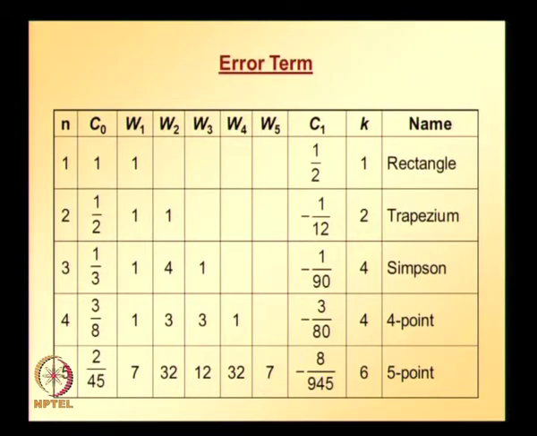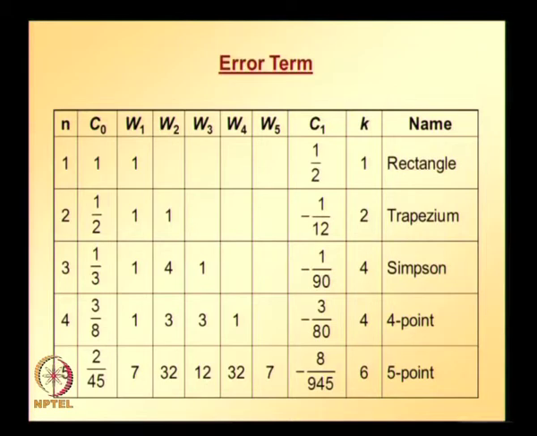So, if one wants to select n equal to 5, they can easily go through this table and find what is C naught and the corresponding W's, and also C1 gives you an idea about the dominant error term. So, this is about Newton-Cotes rules, that is rectangle rule, trapezium rule, Simpson's rule.